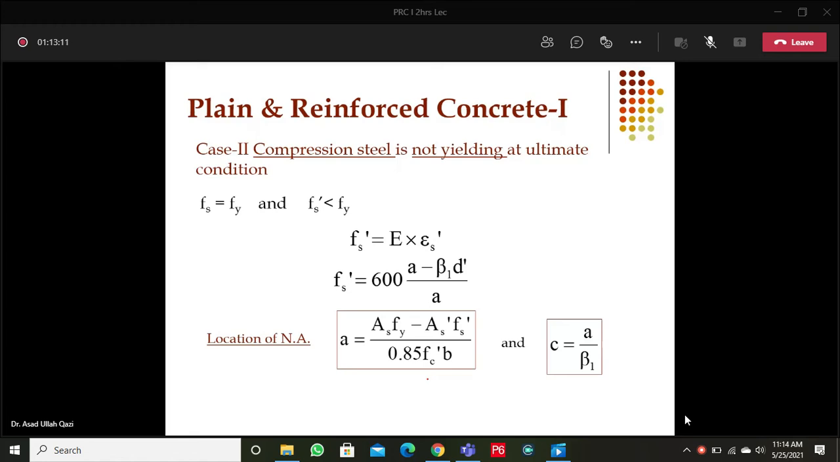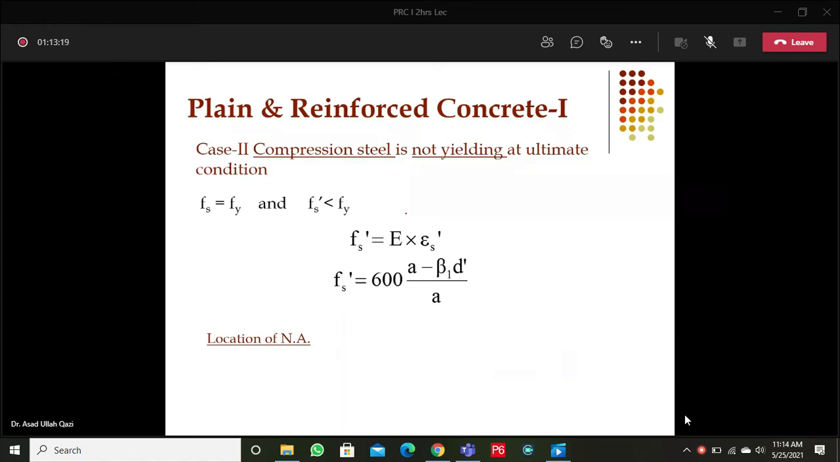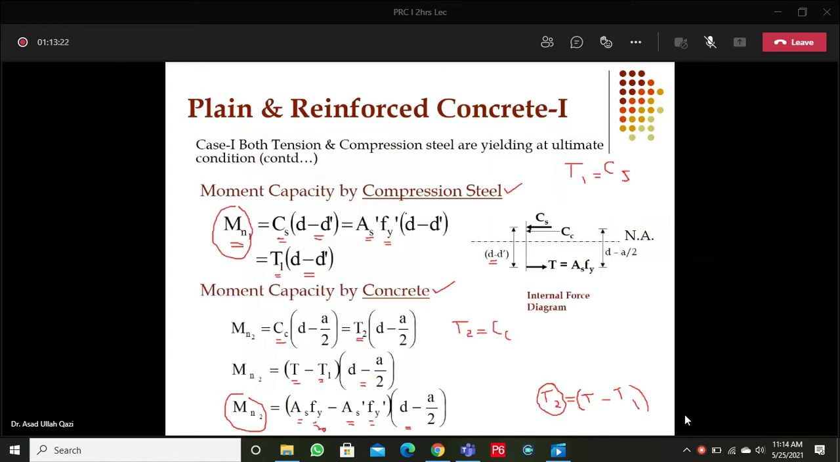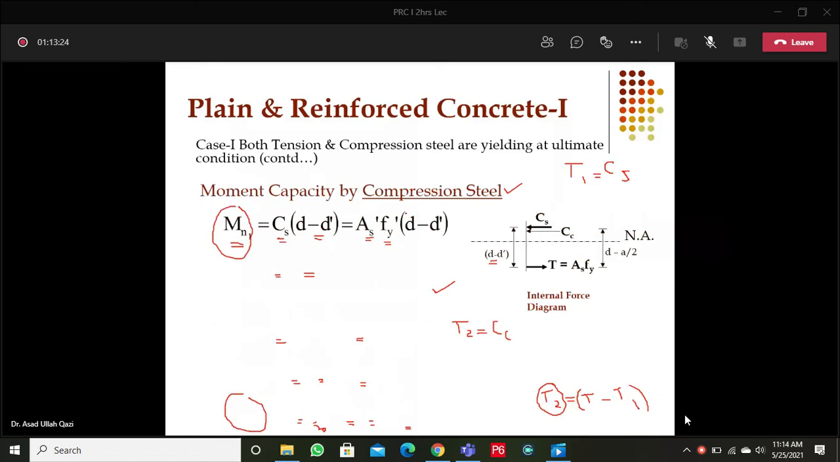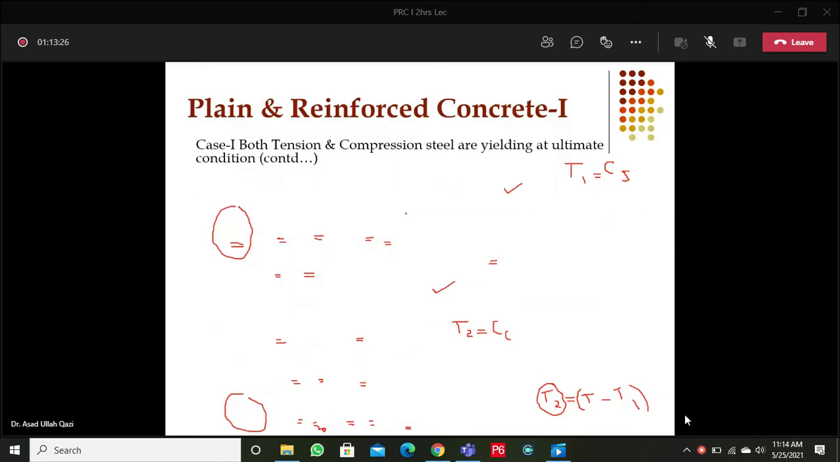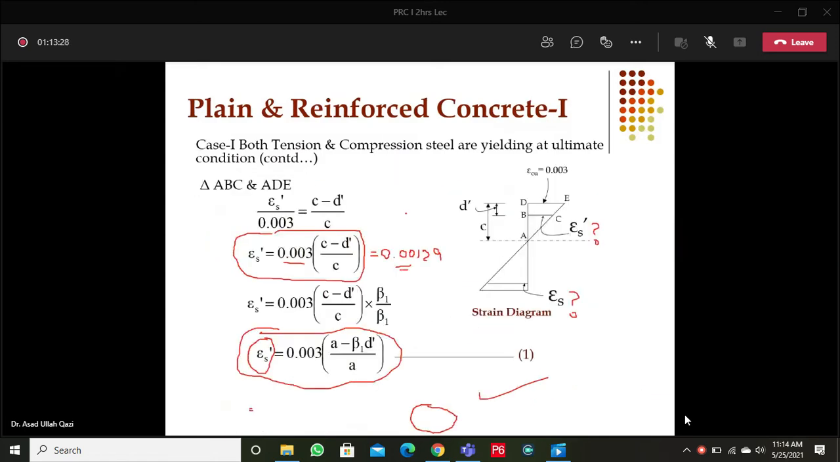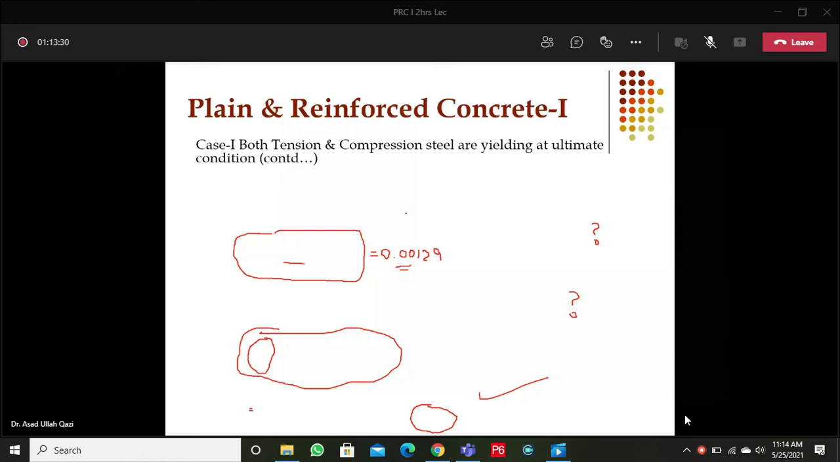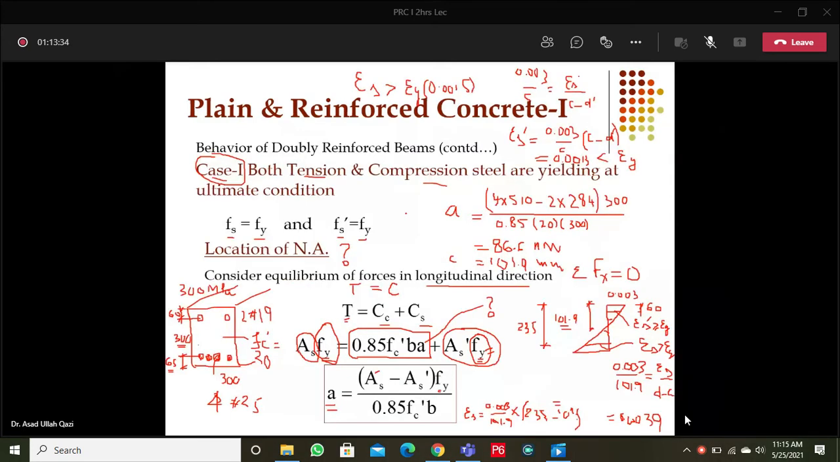Now, in order to handle case 2, what will be the flow chart? Let me go back to that slide because it is very important. I will give you a break, but just let me finish this slide so that continuity may not be disturbed. Then I can give you a break.